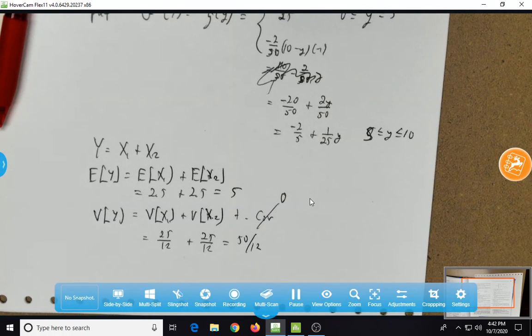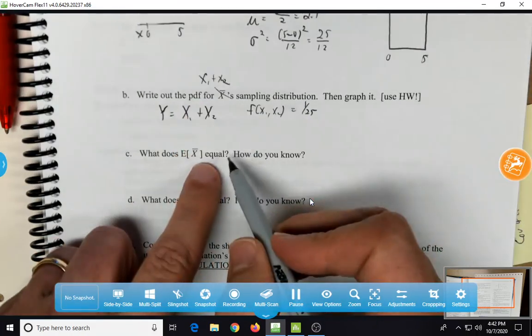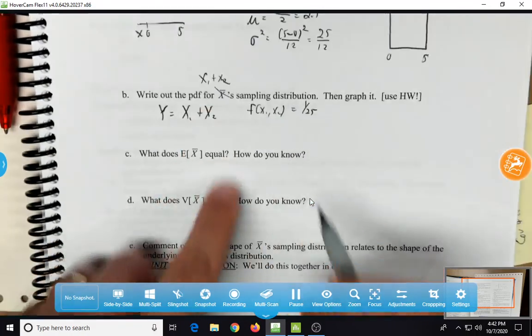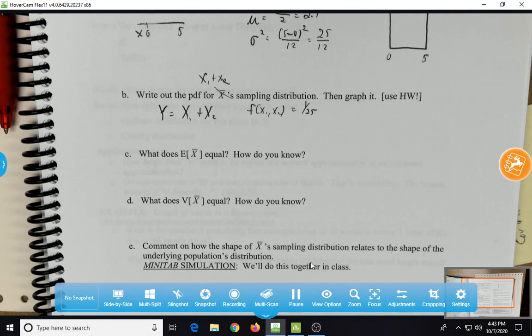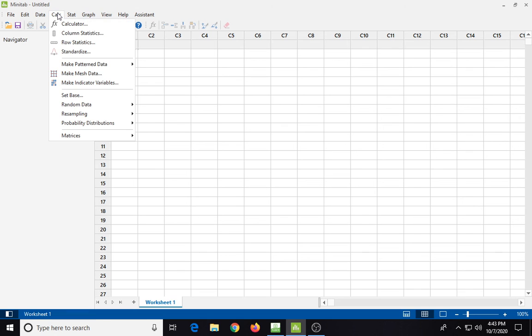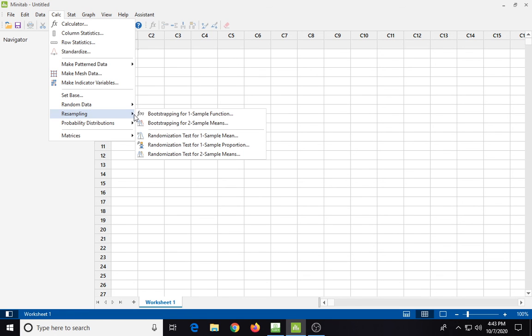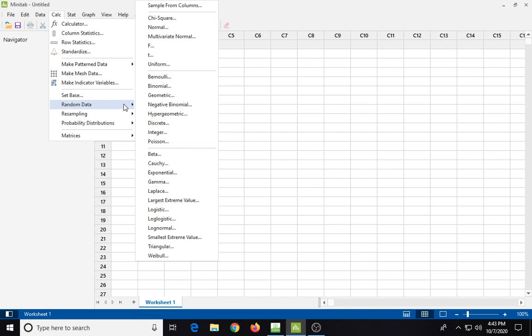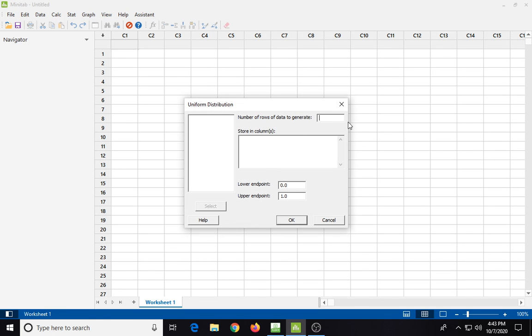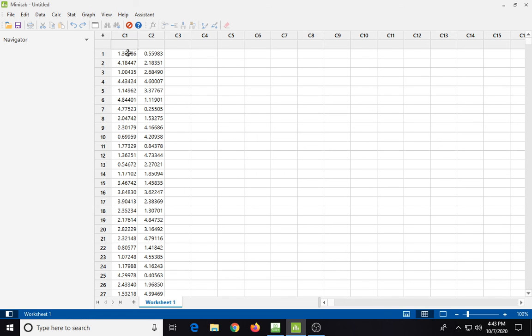Okay. Now let's connect that back to what we had here. I'm not doing x bar, I'm going to just do x1 plus x2 and compare with what we get on Minitab. So on Minitab, I'm going to put a lot of random data in 2 columns for the uniform distribution. For the number of rows, let's just do 10,000, and we're going to store this in columns C1 and C2, and go from 0 to 5 for our limit. So if I do that, I get all these different values.